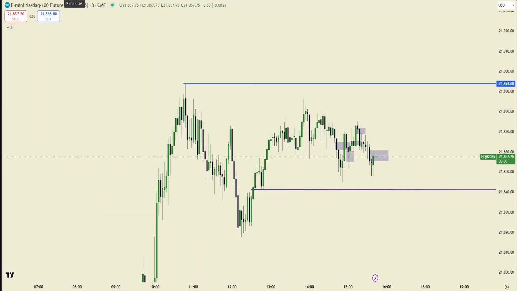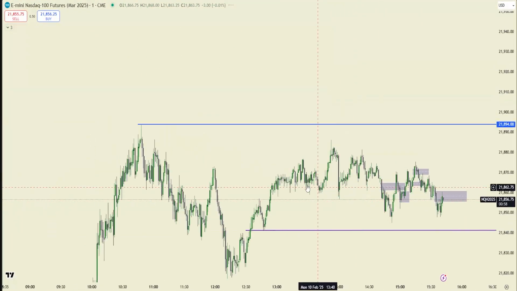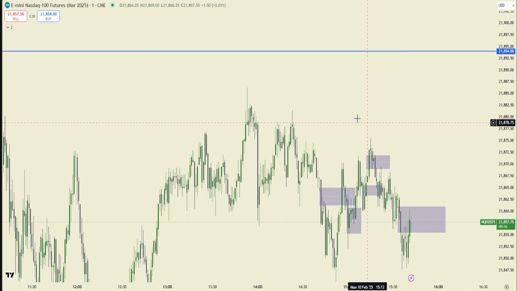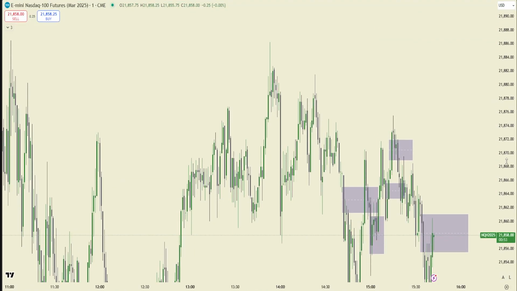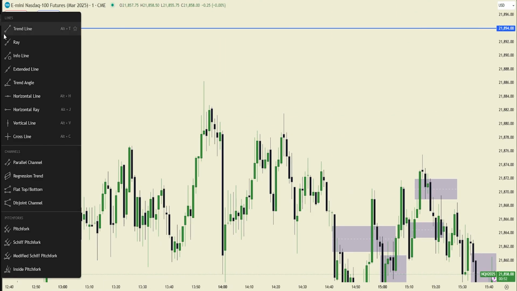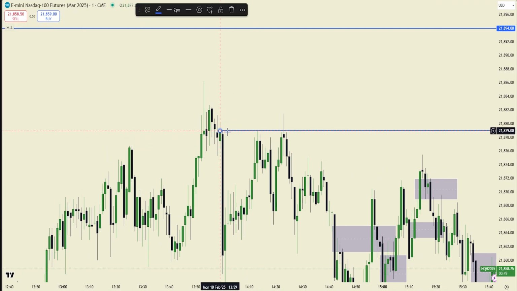So then I'll come down and go, okay, do we have equal highs anywhere? Do we have equal lows? And in this instance, we do, okay? So this was the setup that I was looking at earlier, that I said would probably work, and it did.